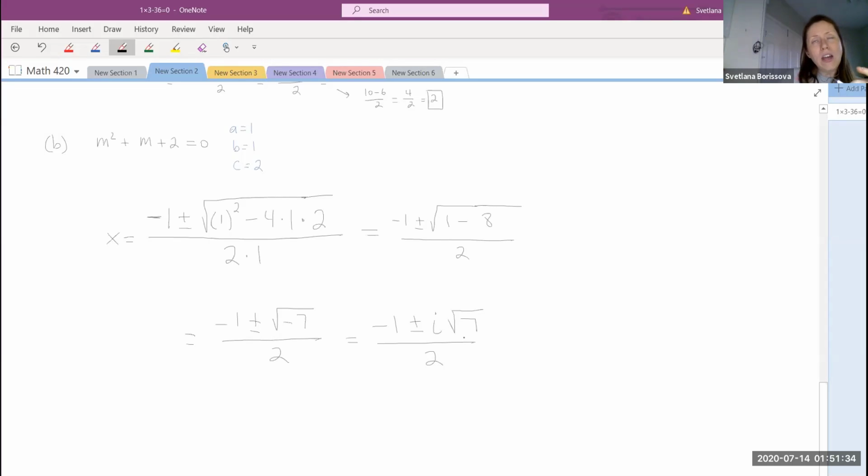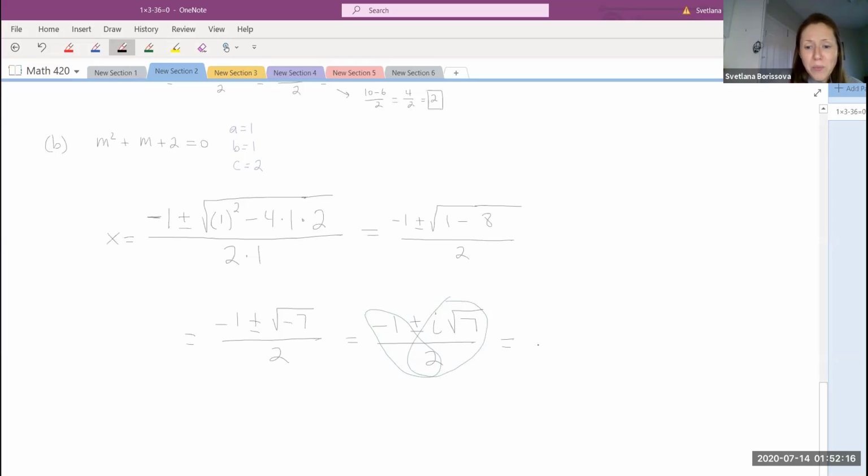And now when you end up with a complex number as the result of the quadratic formula, or any time, remember that complex numbers have to be in a special form. It cannot be one fraction. It always has to be separated into two parts, a real part and an imaginary part. To show it here, I'll divide that 2 into each part of the numerator like that. So I will split the number this way.